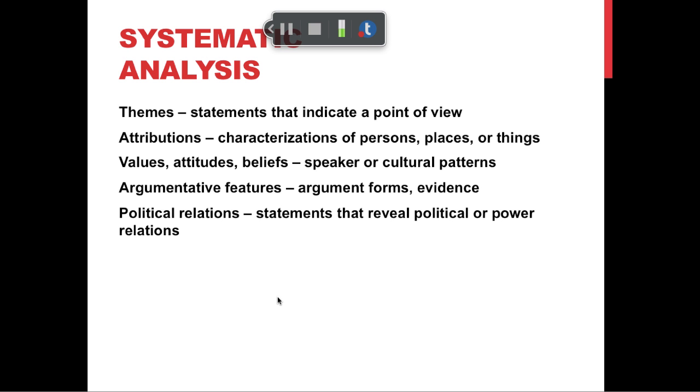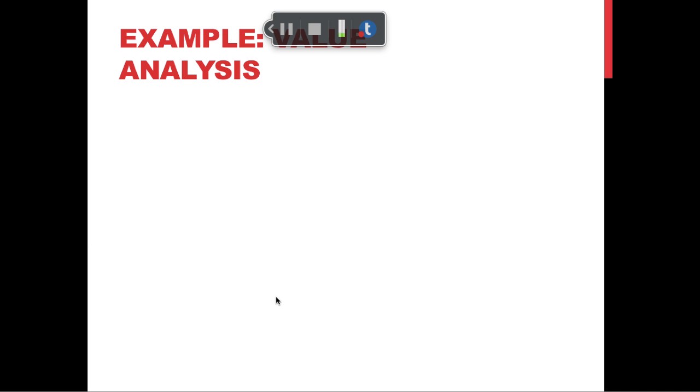Political relations. So statements that reveal power or political relations between different groups. Those are all things you can use to do a systematic analysis.